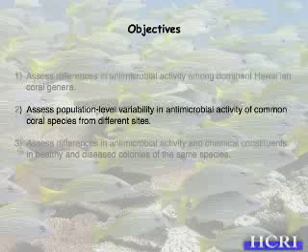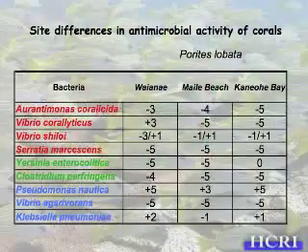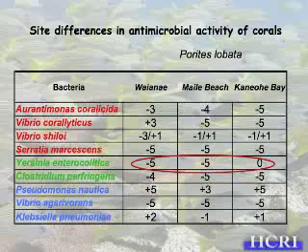So moving on to objective 2, we were looking at the population-specific variability in these corals to see if that determined why there were differences among sites. And so we compared corals from 3 sites, Waianae, Makua Beach, and Kaneohe Bay. And here you can see the results for Porites lobata. There are differences among the different sites, but what's more impressive is if you break that out by individual bacteria. For example, against Yersinia, Waianae and Makua Beach corals were highly inhibitory, but the Kaneohe Bay corals had no effect on Yersinia.